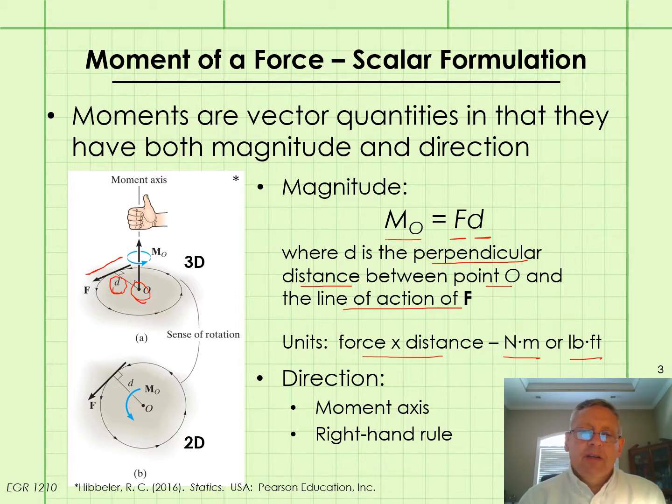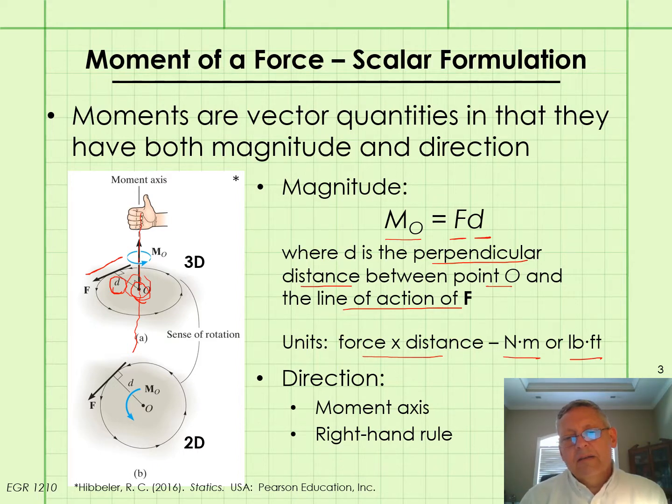Now for the direction of a moment, the moment axis is going to be perpendicular to the plane that contains the force F and the point O, and it's going to go through point O. So the axis is going to be perpendicular to the plane and through point O. You can see the right angle indication there. I won't try to draw that again.